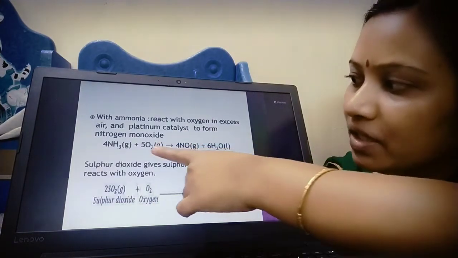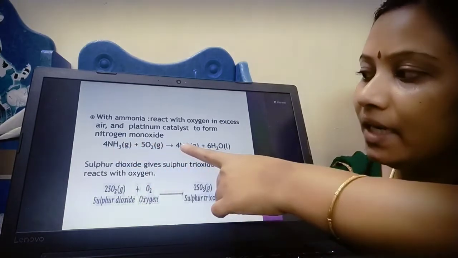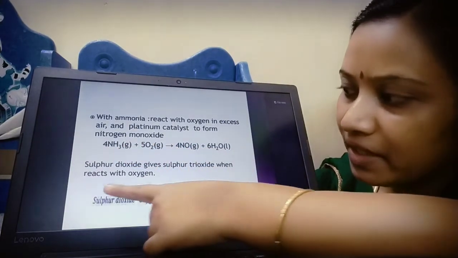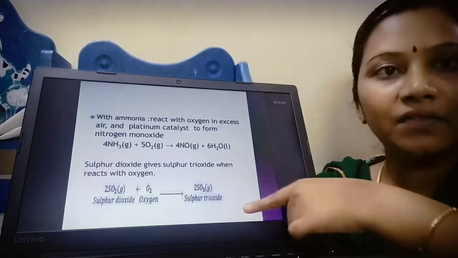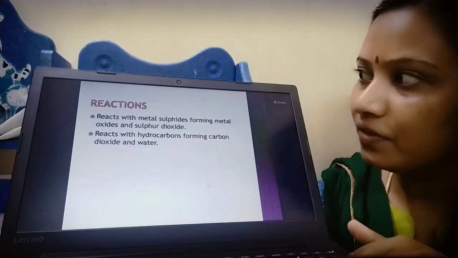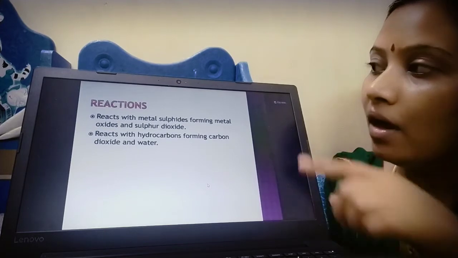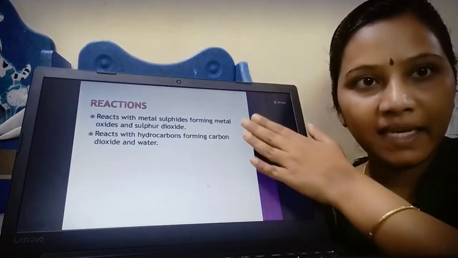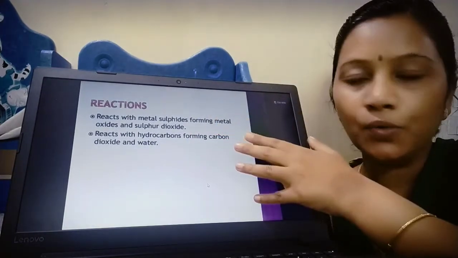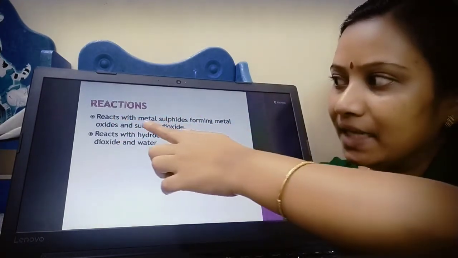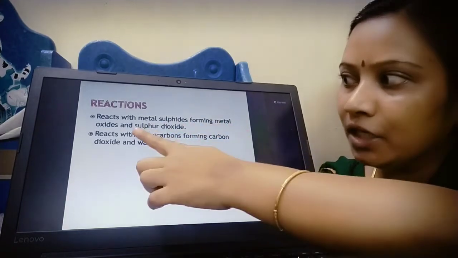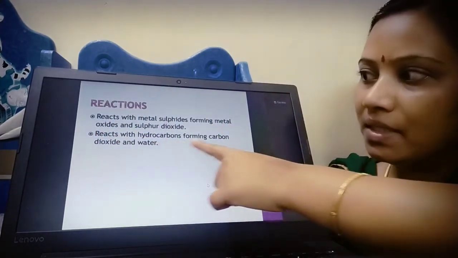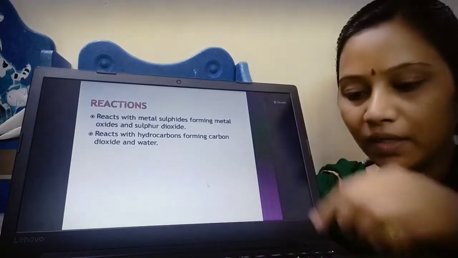Then when oxygen reacts with ammonia, you will be getting nitric oxide and water. Then when oxygen reacts with sulfur dioxide, you will be getting sulfur trioxide. So oxygen reacts with metal sulfide, forming metal oxides and sulfur dioxide. This is a hint for whatever reactions I have explained. When oxygen reacts with metal sulfide, what is the end product? It should be sulfur dioxide and metal oxide. When it reacts with hydrocarbons, then it should be carbon dioxide and water.